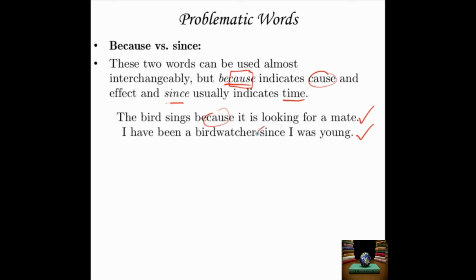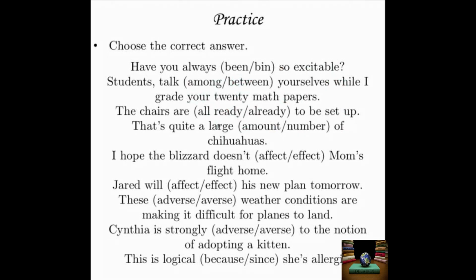We use since. Now you'll notice that the fact that I was once young in this sentence does not mean that caused me to become a bird watcher. I'm 7 years old. I must love birds. No, that makes no sense. So we don't use because, we use since. However, the bird singing because it is looking for a mate, that is a cause and effect relationship. So we use because.